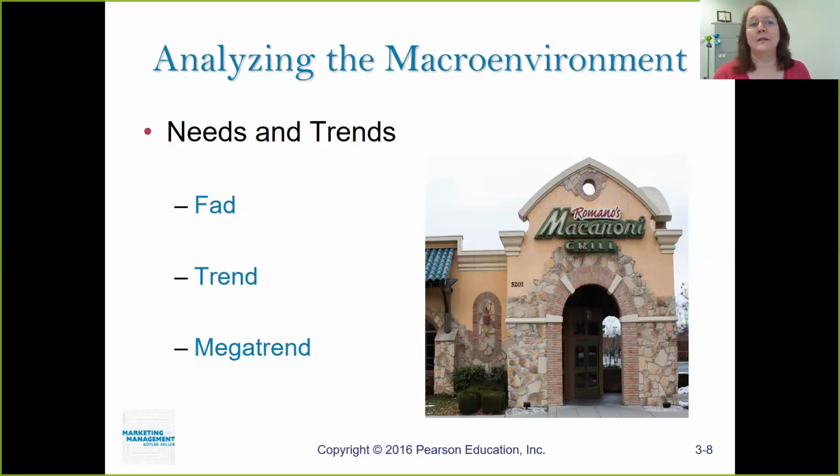There are other things that you need to be looking at in this management information system, and one of those is analyzing the macro environment. So knowing what the needs are, what the trends are, and being able to differentiate between a fad, which is unpredictable and very short-lived, between a trend that you can join in, or a mega trend that is going to be transformational over a long period of time.